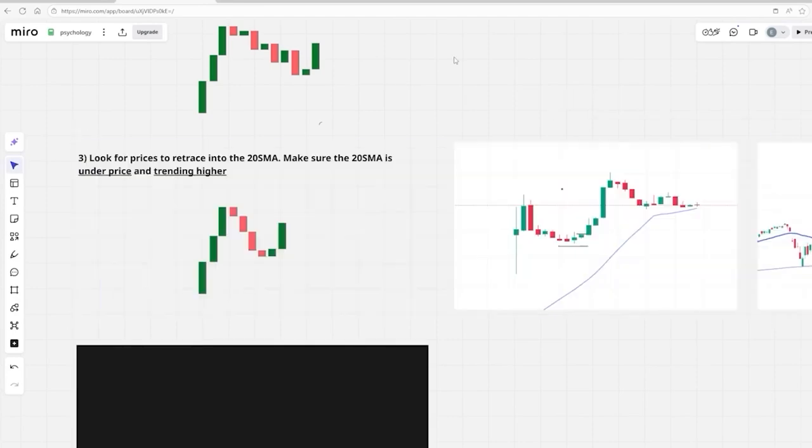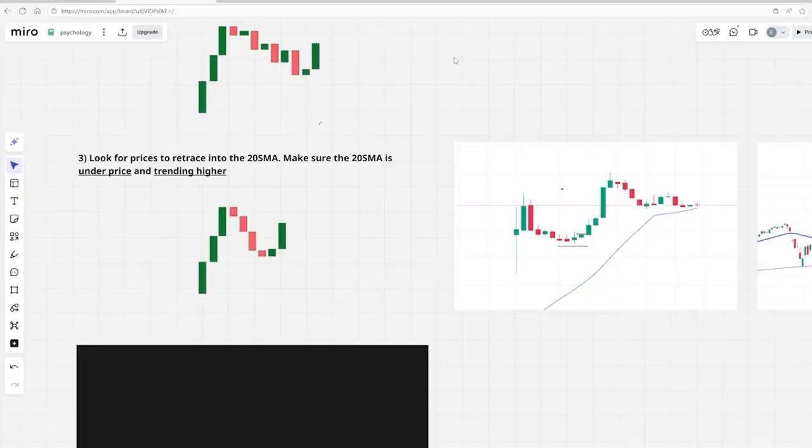Criteria number 3, you want to look for prices to retrace into the 20-period simple moving average. I like to keep my trading as simple as possible. I don't use complicated indicators. I don't use MACD or Bollinger Bands or RSI or VWAP or stochastics or Elliott wave theory or Fibonacci. I don't use any of that. I keep my trading very simple. I only use 2 simple moving averages and volume. That is it. And the 20-period simple moving average is the ultimate trend following tool in existence.